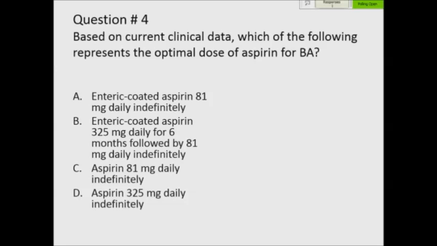Is it enteric-coated aspirin, 81 milligrams indefinitely? Is it enteric-coated aspirin, where we use the high dose for 6 months and then drop down to 81 milligrams of enteric-coated aspirin thereafter? Or do we not care about the coating? Is it just plain aspirin, 81 milligrams indefinitely? Or is it plain but high dose, adult dose, so to speak, aspirin 325 indefinitely? What do you think about that?